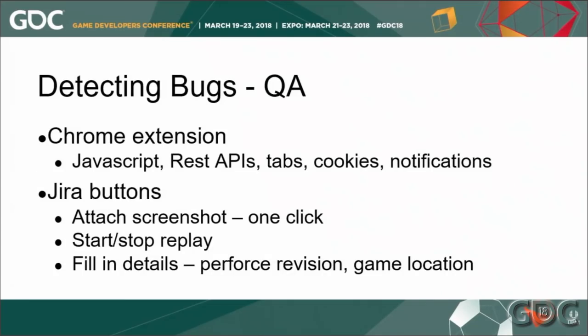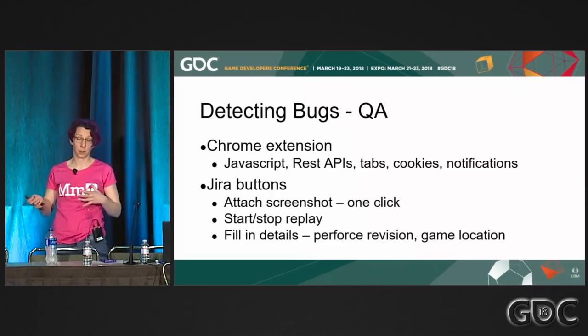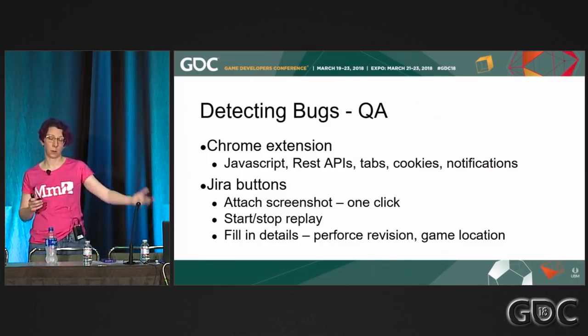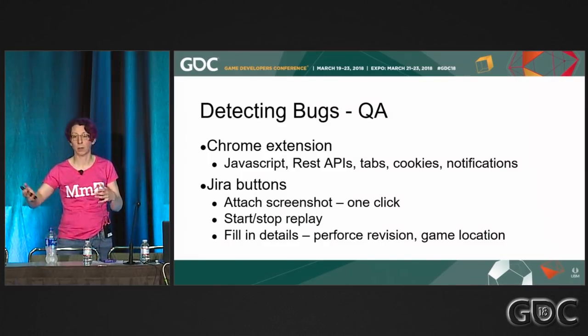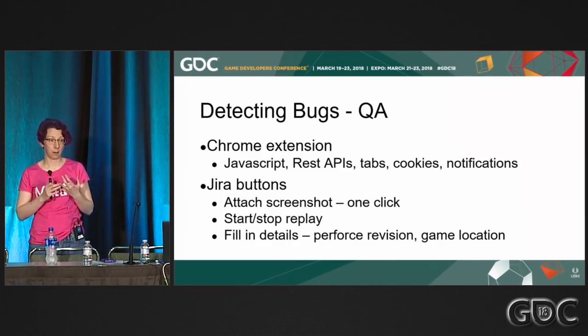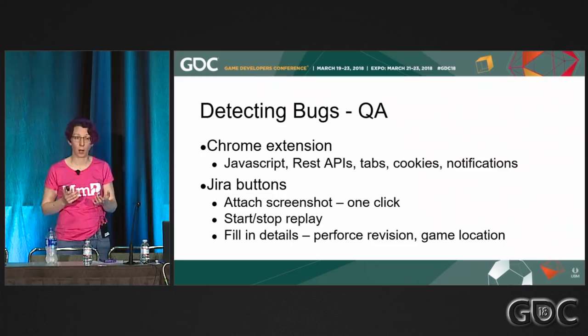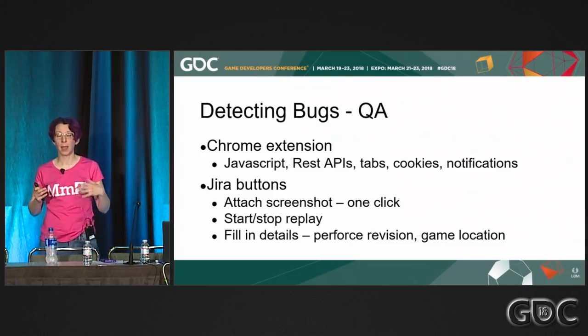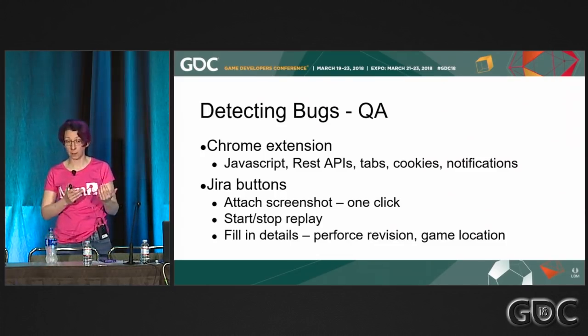So that's Autobot. On to QA. For QA, I've written a Chrome extension. If you've not come across a Chrome extension, it runs in the Chrome browser, and you install it into your Chrome browser. It's written in JavaScript, and it can access REST APIs. So it can query Jira, it can query Recap, it can query our game server. It gets information about what tabs you've got open in Chrome, and you can change the HTML within those tabs.